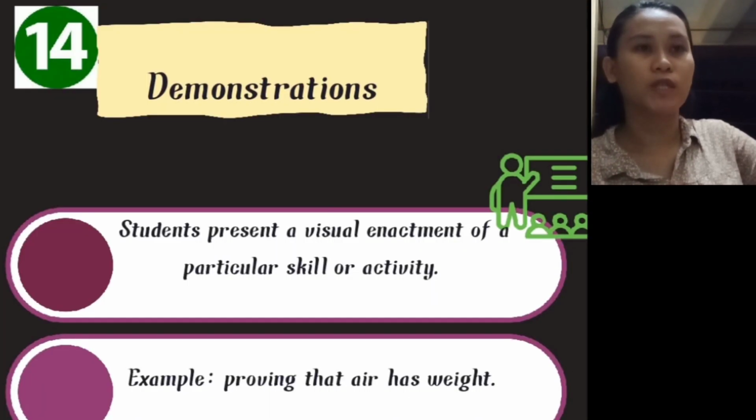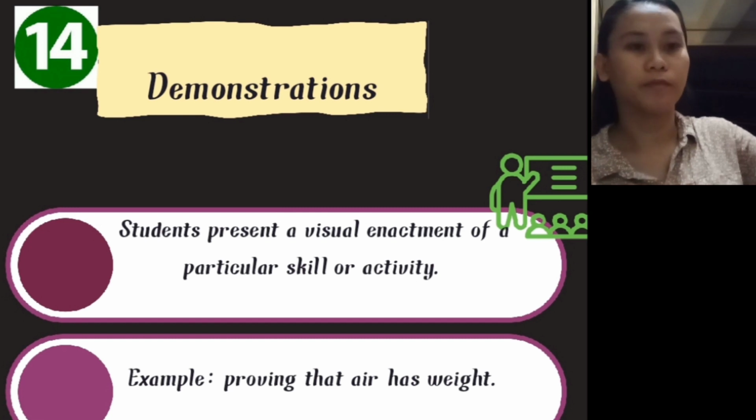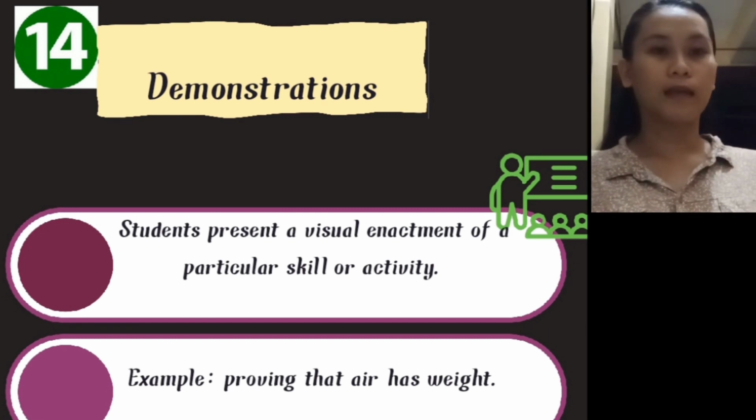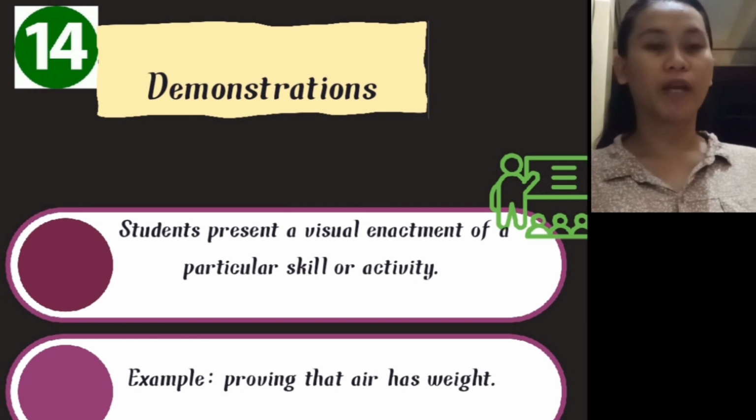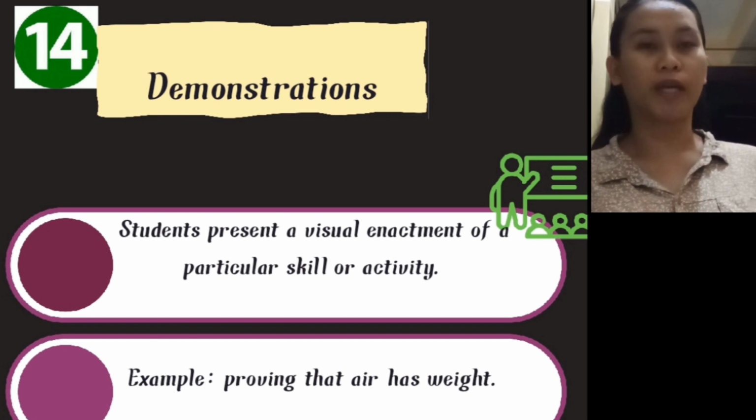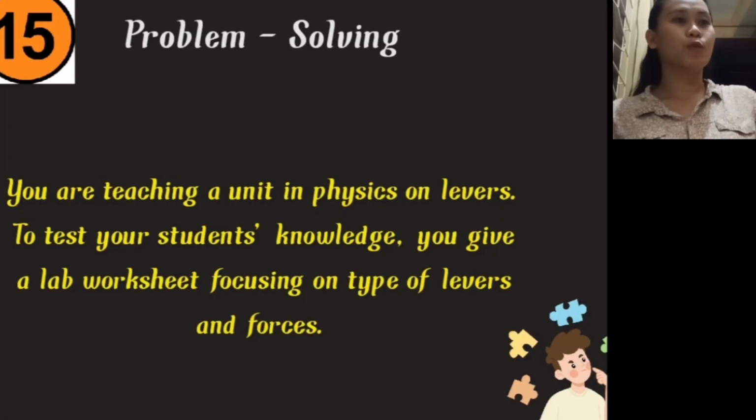Next, the demonstrations. Students present a visual enactment of particular skill or activity. Example, proving that air has weight. Now, in demonstrations, it can simulate real-world scenarios or replicate the tasks that individuals would encounter in their actual work environment. Next, we have the problem solving.